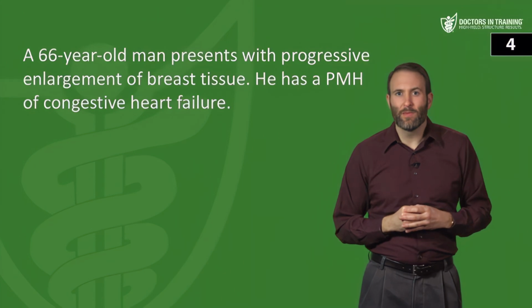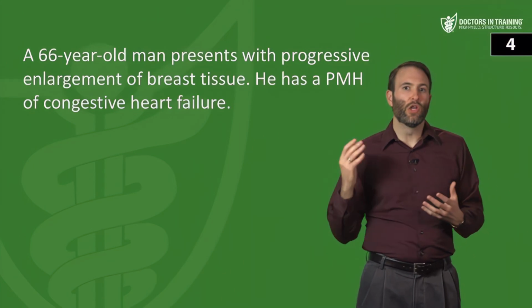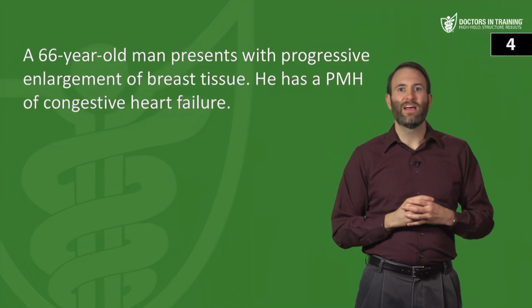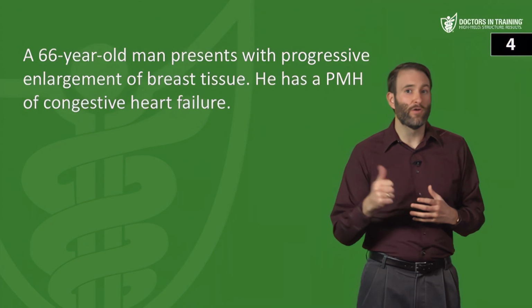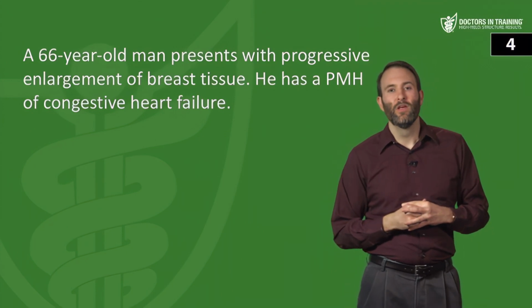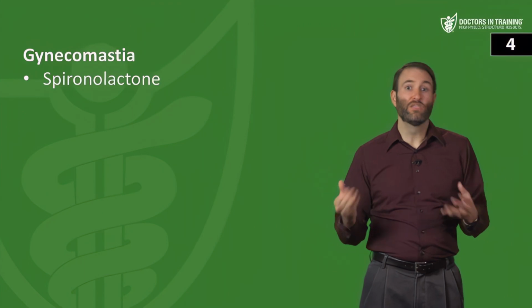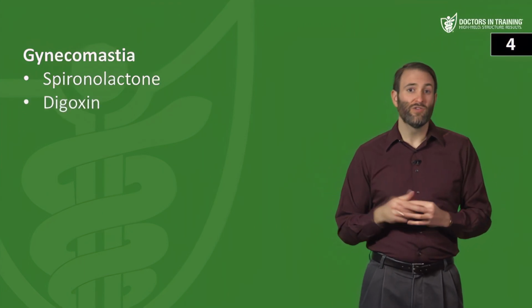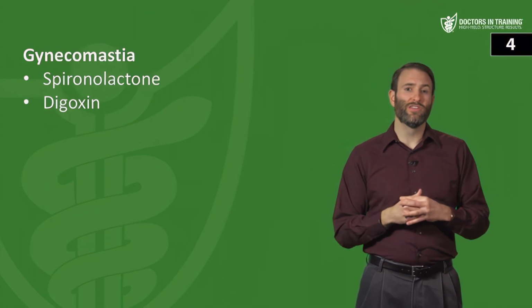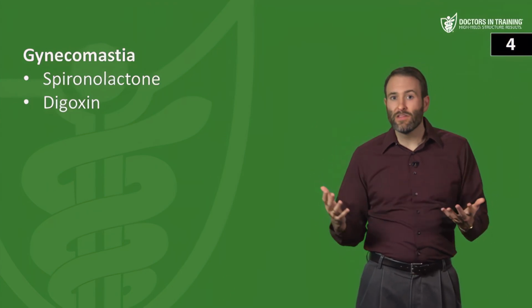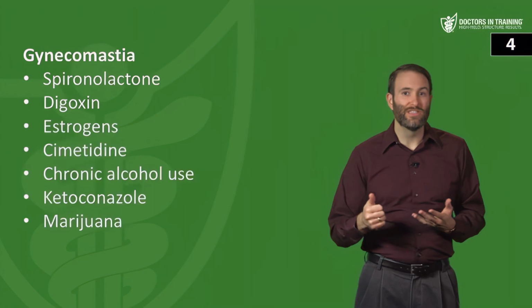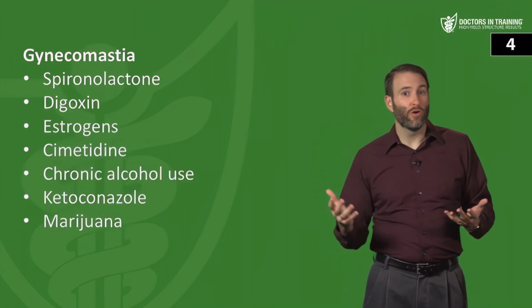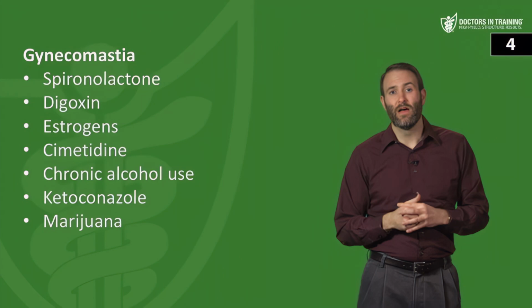A 66-year-old man presents with progressively enlarging breast tissue. He has a past medical history of congestive heart failure. What's the drug? So this patient might be on something like spironolactone for the CHF, and though it occurs much less often, also digoxin has the potential to cause gynecomastia as well. Now other things that cause gynecomastia include estrogens, cimetidine, chronic alcohol use, ketoconazole, and then marijuana use as well.